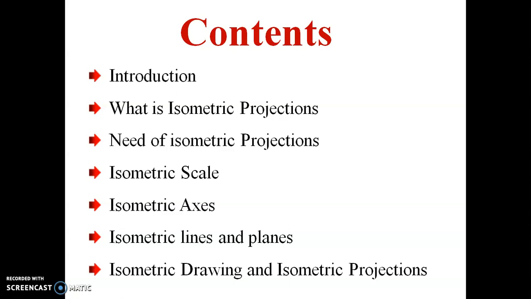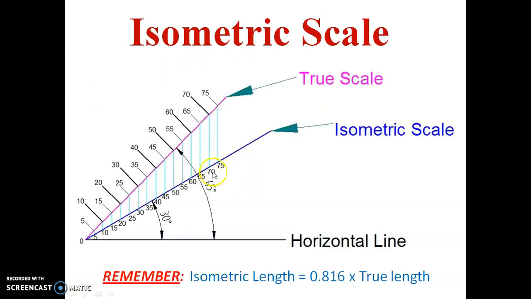If we go for the orthographic projections, we get two different views to get the three dimensions of any solid. But in isometric projections, we'll be having all the three dimensions in one view itself. So that's why these isometric projections are important to understand the basic appearance of any 3D object or solid. The next thing we are going to see is isometric scale.